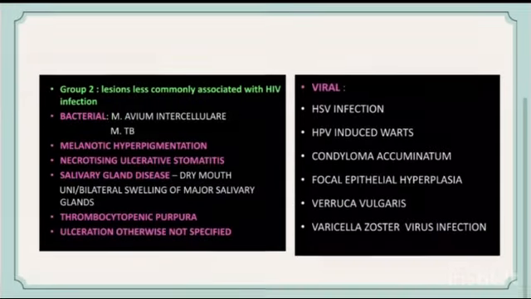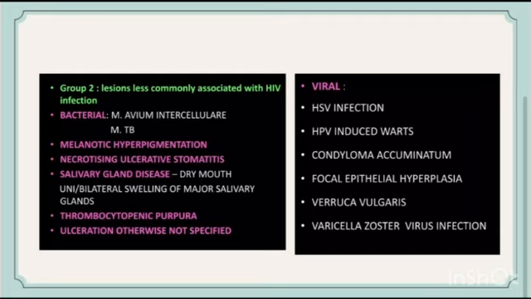In group 2, lesions less commonly associated with HIV infection, bacterial and viral. In bacterial: Mycobacterium avium, Mycobacterium tuberculosis, melanotic hyperpigmentation, necrotizing ulcerative stomatitis, salivary gland disease, thrombocytopenic purpura, ulceration otherwise not specified. In viral: herpes simplex virus infection, HPV-induced warts, condyloma acuminatum, focal epithelial hyperplasia, varicella zoster virus infection.